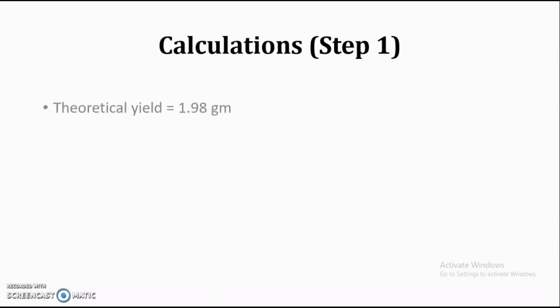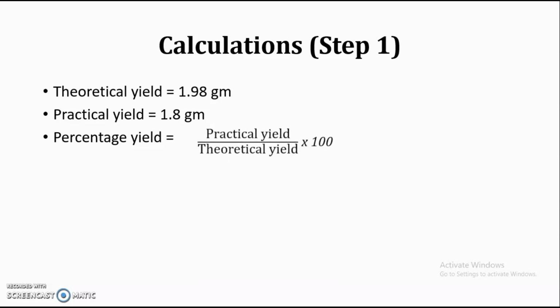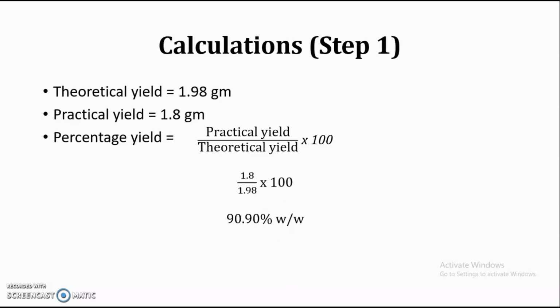Now further, we also have to calculate the percentage yield. For percentage yield we will require the practical yield, means the actual amount of compound that we got after performing the practical. Suppose here in this case we got a practical yield of 1.8 gram. Then percentage yield is calculated by the formula practical yield divided by theoretical yield into 100. So 1.8 divided by 1.98 into 100, that is equal to 90.90% weight by weight. So this is your percentage yield.